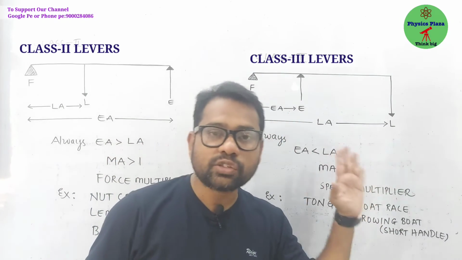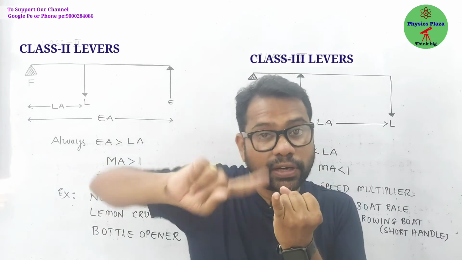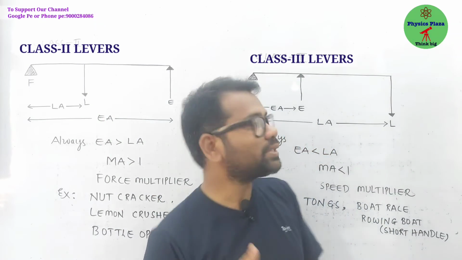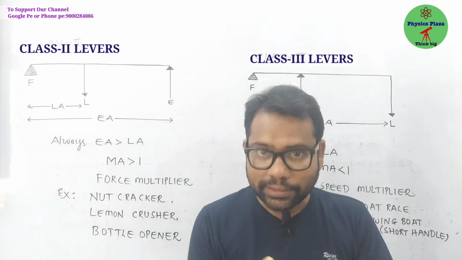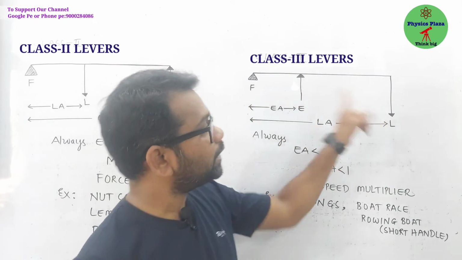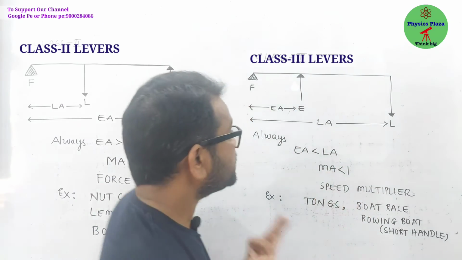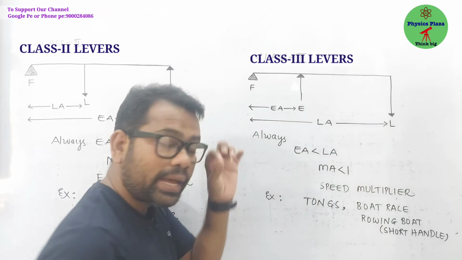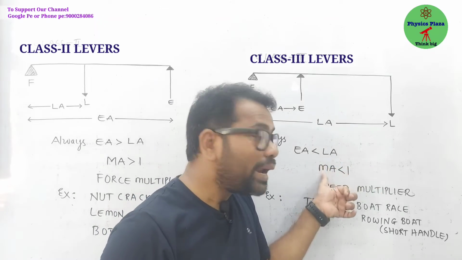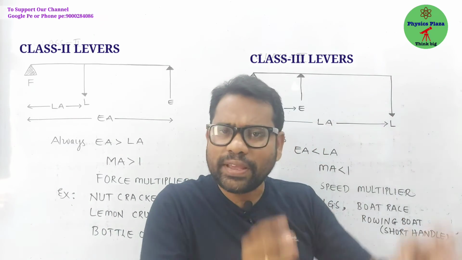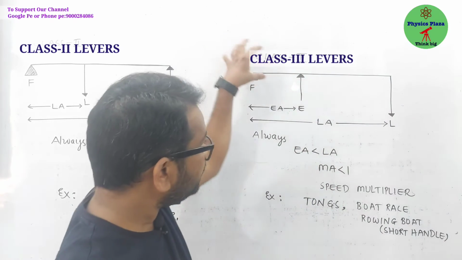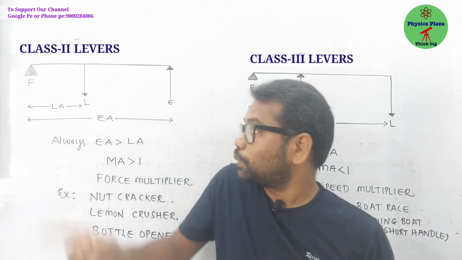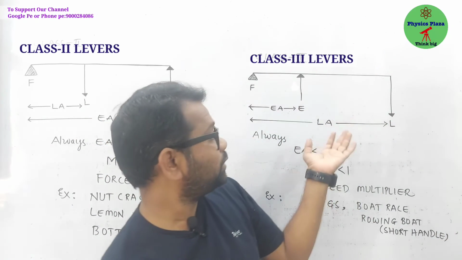Now come to the class 3 levers. For a class 1 lever, the fulcrum is in the middle. For a class 2 lever, the load is in the middle. For a class 3 lever, the effort is in the middle, and the fulcrum and load are on either side. With that, the effort arm is less than the load arm. As the effort arm is less than the load arm, the mechanical advantage of a class 3 lever is always less than 1. Hence, class 3 levers always act as speed multipliers. Means what? Athletes. So class 2 levers are Bahubalis, class 3 levers are athletes.